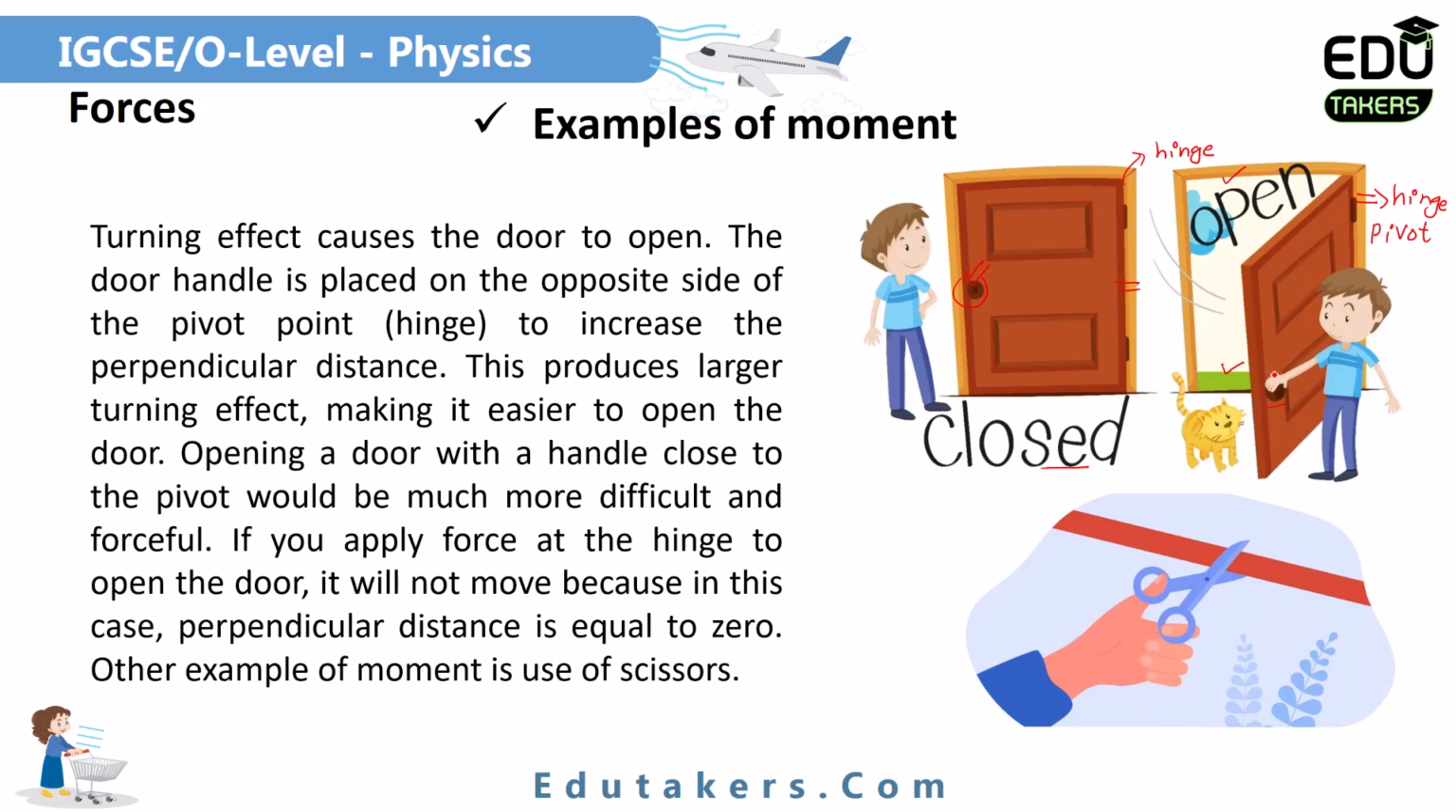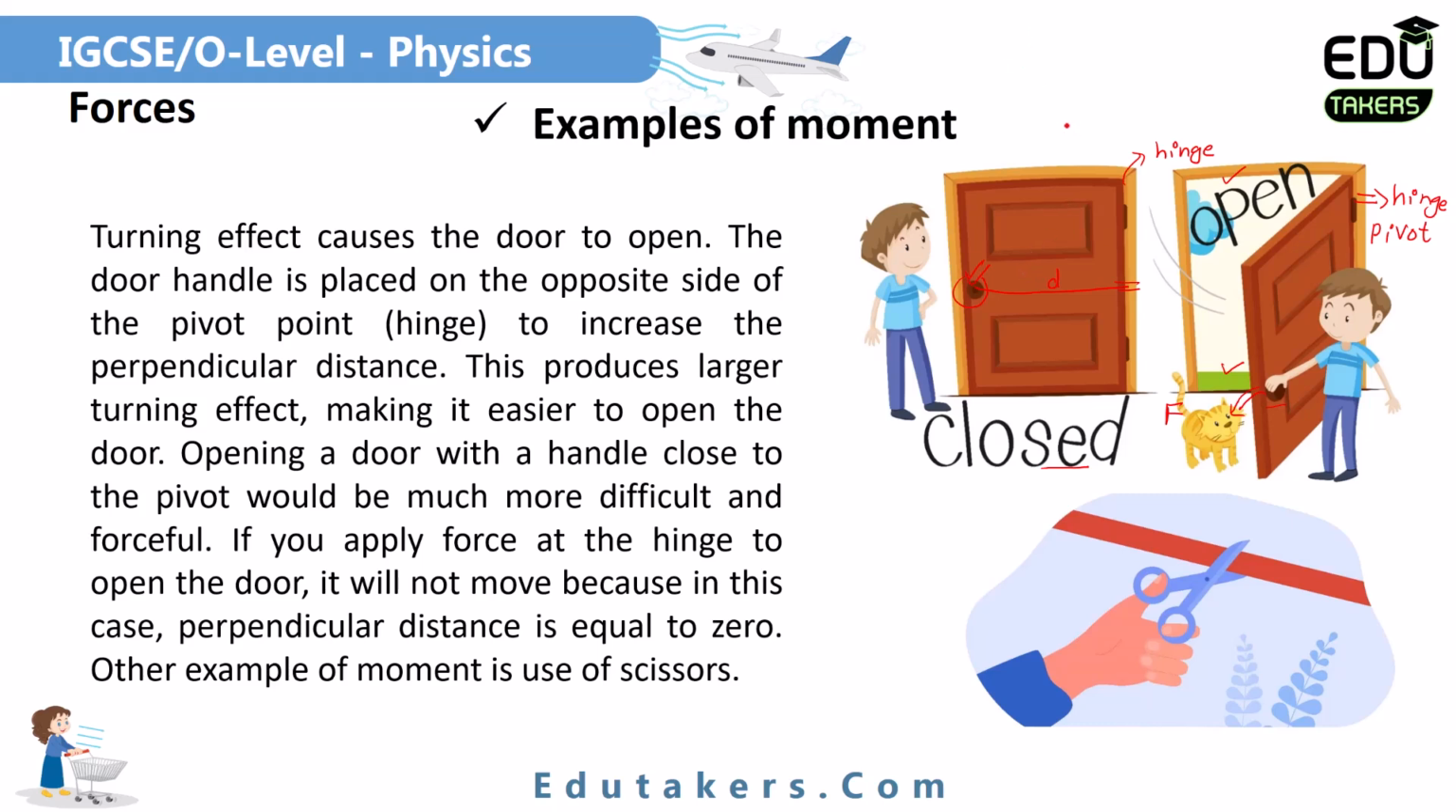So I can simply say, in this case, the distance from this handle to the pivot point is the perpendicular distance, which is called d. And the amount of force that you are applying here is represented by F. So the product of the force and perpendicular distance is basically called the moment. Next, we also have to see what will happen when we apply the force on the pivot point instead of the handle of this door.